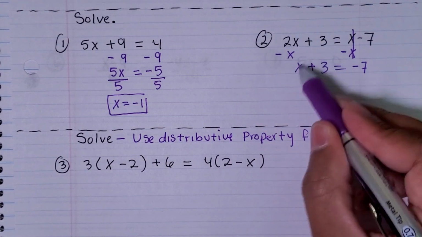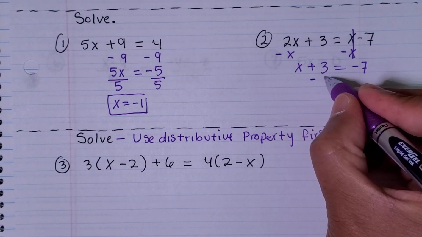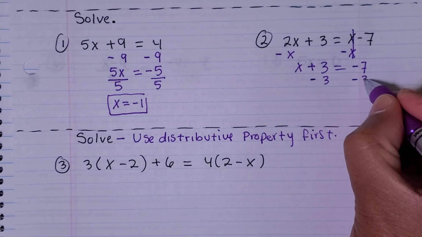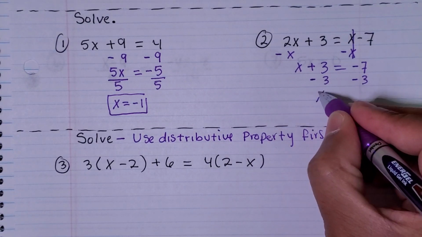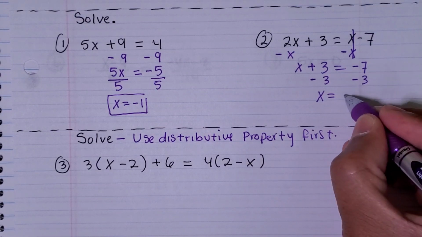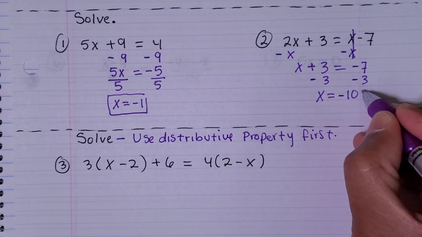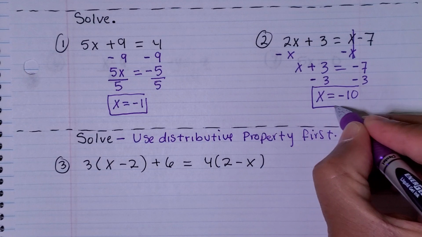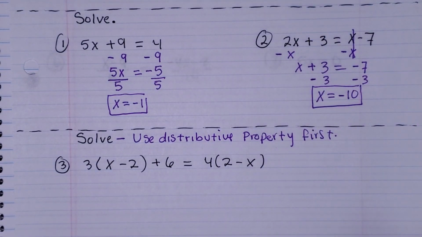Next, I'm trying to isolate the x, so I'm going to subtract this 3 from both sides of the equation. So in the end, when I add -7 and -3, when I combine them, I end up with -10. And -10 is the solution to this equation.